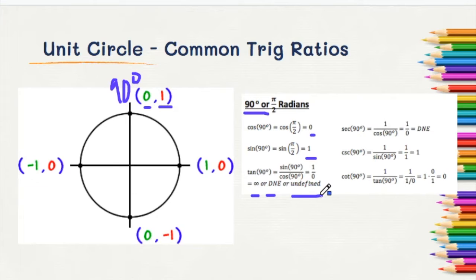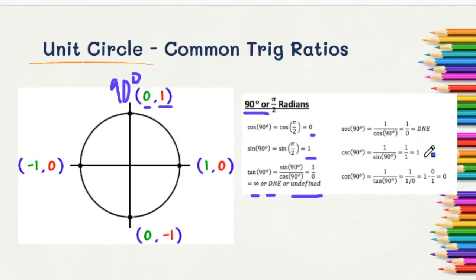Now let's look at secant, cosecant, and cotangent. Once again, it's just the reciprocal of cosine, sine, and tangent. So 1 divided by 0 does not exist. 1 divided by 1 is 1. Here is the tricky part. With tangent, it is sine over cosine. Sine is 1, cosine is 0. Cotangent is the reciprocal, so we flip it, 0 over 1, so cotangent will be 0.